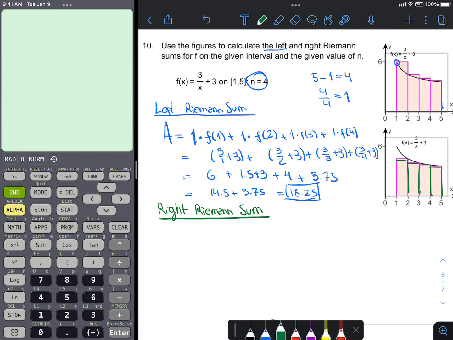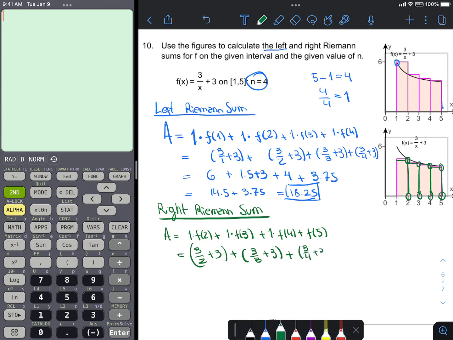So then the sum of the areas of the 4 rectangles will be area 1 times f of 2 plus 1 times f of 3. So we're doing the right endpoints: 2, 3, 4, and 5. That's the right Riemann sum. So I'll do this normally, but then at the end I'll show you something. Which is 3 over 2 plus 3. 3 over 3 plus 3. And maybe you noticed that yourself. But if not, I'll show you.